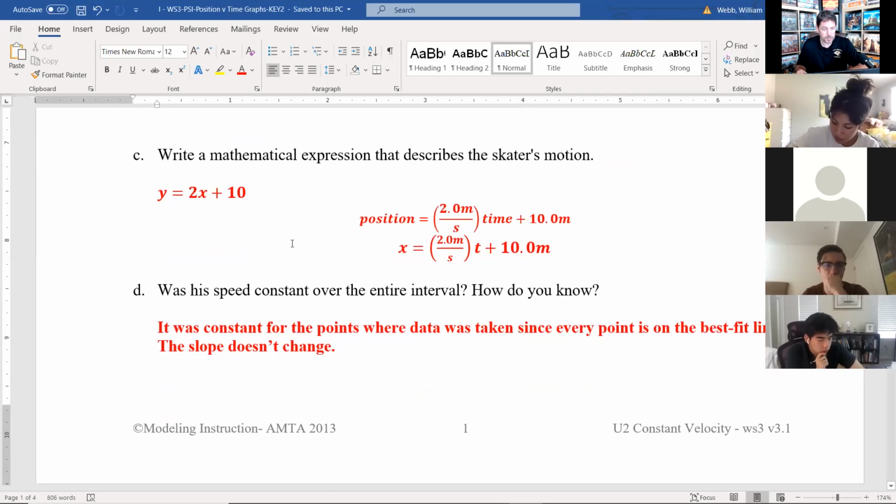And then D, was her speed constant over the entire interval, and how do you know? Since the slope was constant, that means that the skater's speed was also constant. And so that's how we would know that Robin was moving at the same rate the whole time. Questions?